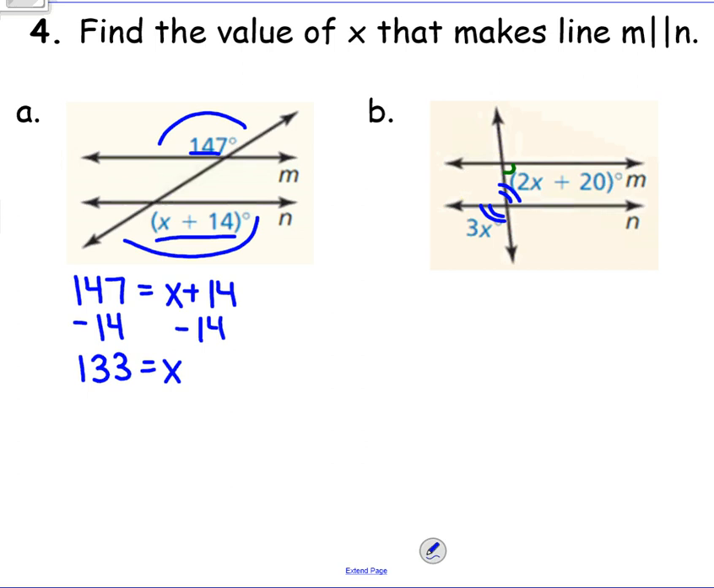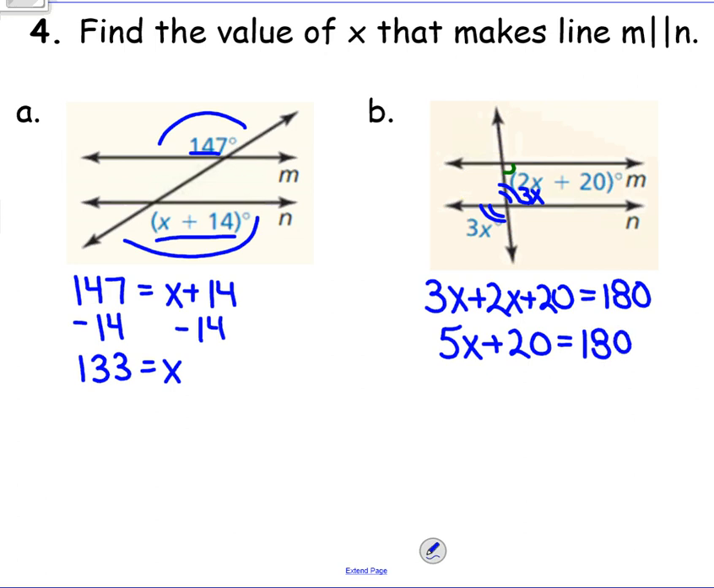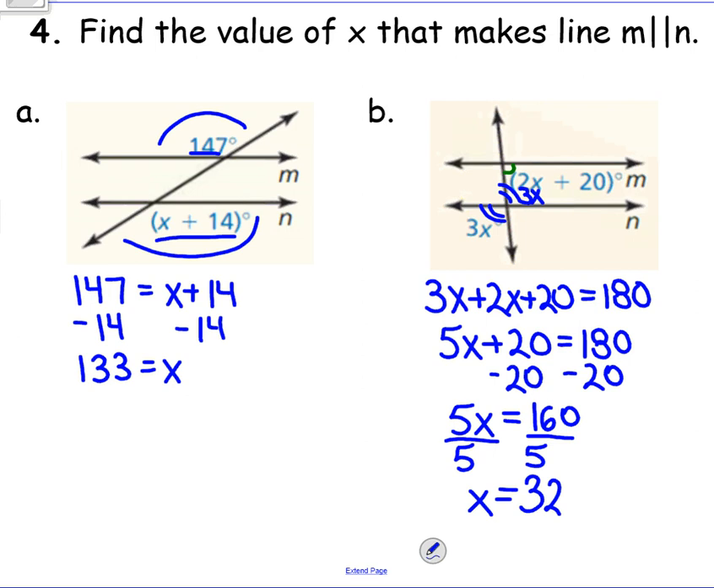So if I want to make M and N parallel, I've got to make my 3x and my 2x plus 20 supplementary. So we're going to add 3x to 2x plus 20 to get that grand total of 180. So I can simplify here and get 5x plus 20 equals 180. Subtract 20. 5x is equal to 160. Divide both sides by 5 to finish off solving for x. And I get an x value of 32. So if you let x equal 32, then you have consecutive interior angles being supplementary. And as long as they're supplementary, it forces the lines to be parallel. And this would be by the consecutive interior angles converse theorem. So good theorems to be paying attention to.